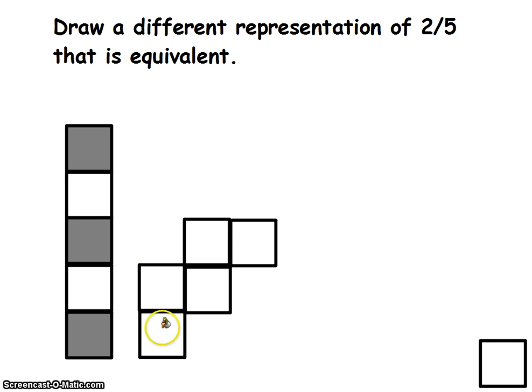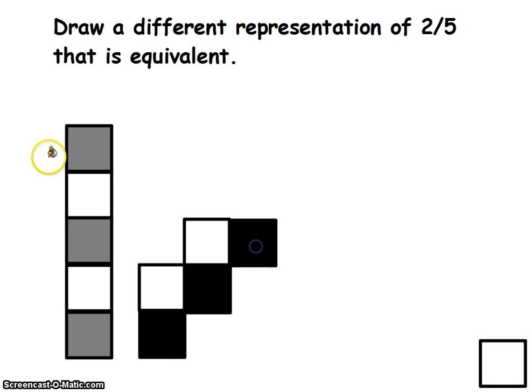So I'm going to shade in the other ones right now. Okay, so I can see that this one is showing 2/5 that are not shaded. And this one is showing me 2/5 that are not shaded. And the pieces are the same size. So these are equivalent. On the back of this paper, you will see a few more examples of this. So go ahead and give them a try.